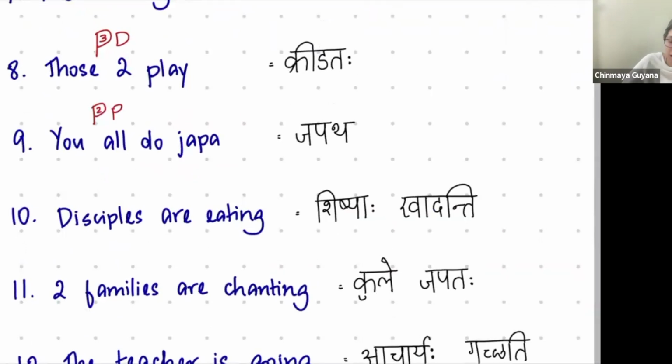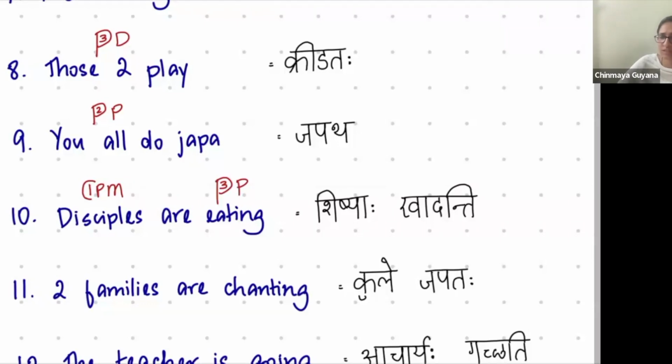Disciples are eating. I hope that everybody translated the disciples also. And you didn't say, oh yeah, this is homework for verbs, leave disciples. Some people would have skipped it for sure, I know. Okay, disciples are eating. What is our verb? Are eating is our verb. Who are eating? Disciples. So disciples is first case, plural. And you had to check and see it was masculine. Okay, first case, plural, masculine, shishya. Now disciples are eating. So disciples will be third person, plural. So this sentence will become shishyaha khadanti.